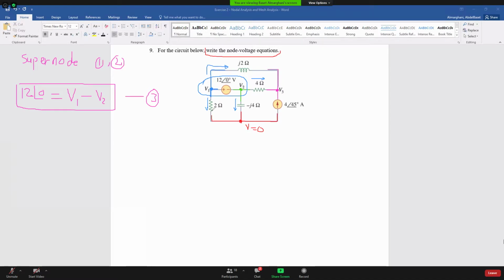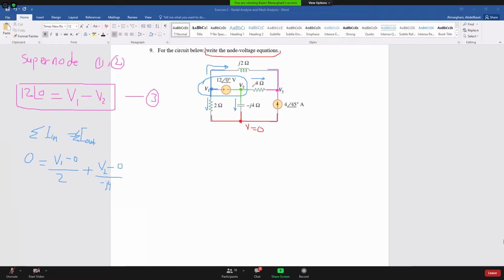So let's come to the first one. I'm going to say the sum of the entering currents to the super node equals the sum of the leaving currents. I forgot to write the sum. Entering, nothing. Leaving, this is the first one here: V1 minus 0 divided by the resistance 2, then plus, in this branch here, the voltage here is V2, the voltage here is 0, so it's V2 minus 0 divided by the impedance, which is minus j4.